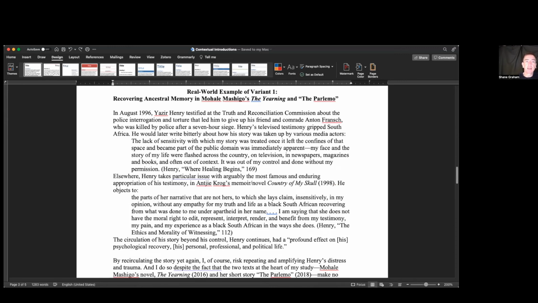And the title of the essay is Recovering Ancestral Memory in Mohale Mashigo's The Yearning and the Parlema. This is a novel and a short story by a young South African writer. But before I start talking about Mashigo or her work, I start with a quick discussion of one particular historical figure who testified at South Africa's Truth and Reconciliation Commission in the 1990s. In August 1996, Yazir Henry testified at the Truth and Reconciliation Commission about the police interrogation and torture that led him to give up his friend and comrade Anton Franch, who was killed by police after a 7-hour siege.